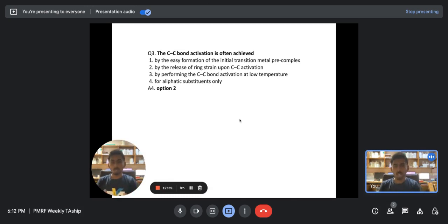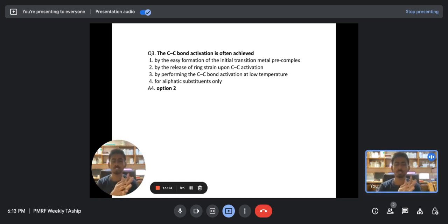So why this is so, I will discuss. By the easy formation, I have already discussed the fact that the easy formation of the initial transition metal precomplex is actually not happening in the case of a C-C bond, because I have already discussed in the first and second slide that transition metal precomplex formation initially with the C-C bond is quite difficult. So the first option is not correct.